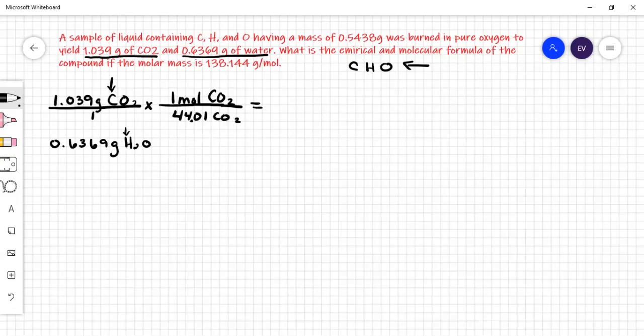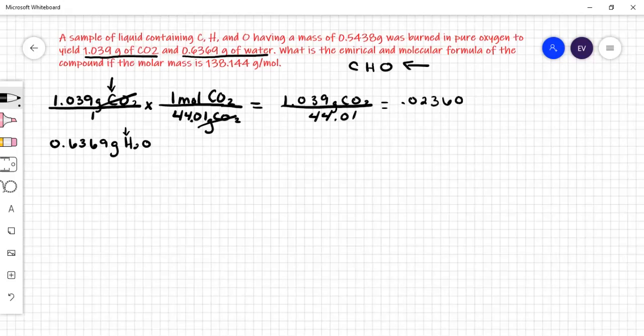So I'm going to multiply straight across the top. First off, these units are going to cancel. I'm going to end up with 1.039 grams CO2 divided by a now unitless 44.01. If I divide those out, I should end up with 0.023608 moles of CO2.